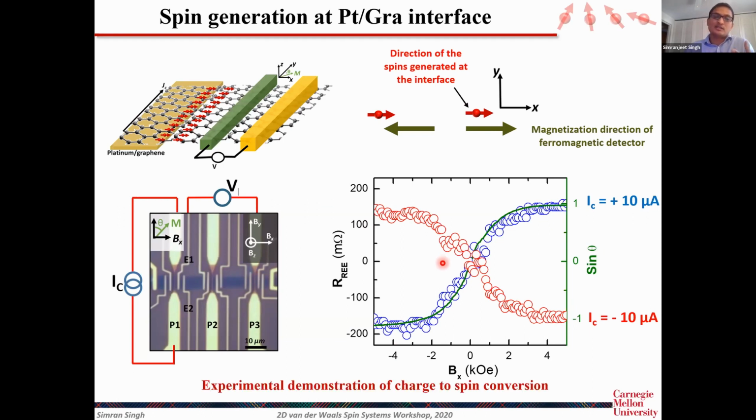Now this tells you that we can achieve charge to spin conversion, in the sense that we are applying a charge current at the platinum graphene interface, and then it is converting into spins that we are detecting using a ferromagnetic electrode.